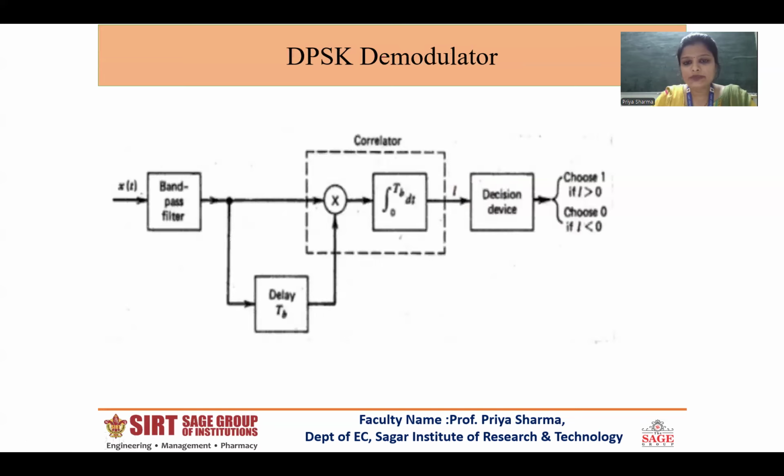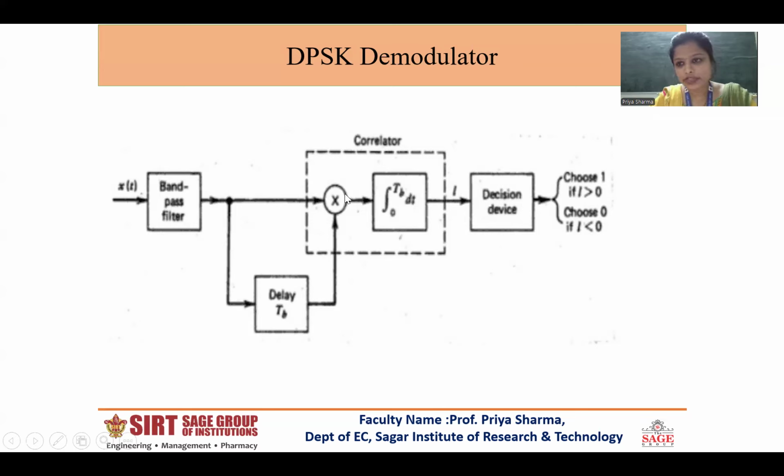Coming to the DPSK demodulator, which is again a very simple circuit diagram. The received DPSK signal is applied to a bandpass filter before applying it to an encoder or a logic circuit. The configuration of the encoder is inverted as compared to that of the DPSK modulator. The input data is delayed by 1 bit. After passing through a bandpass filter, it is delayed by a 1 bit interval. Both these signals are then applied to the correlator.